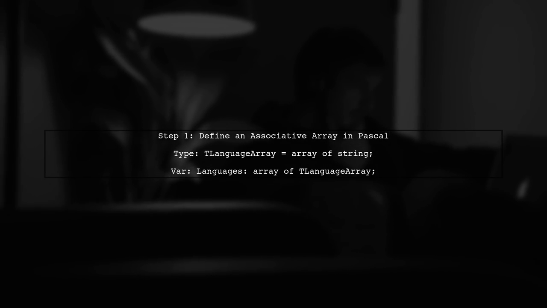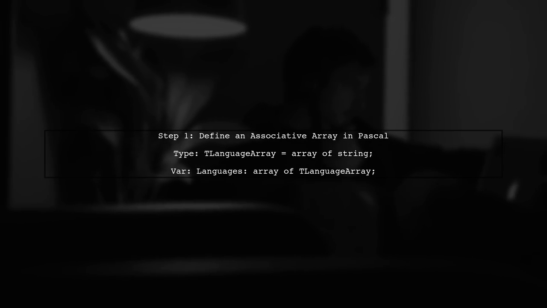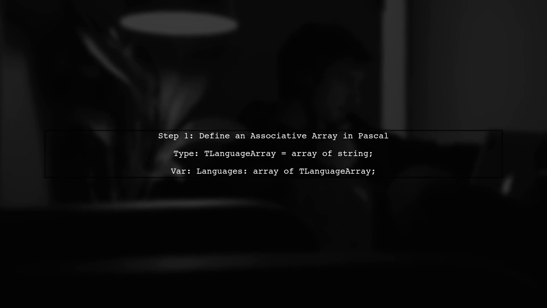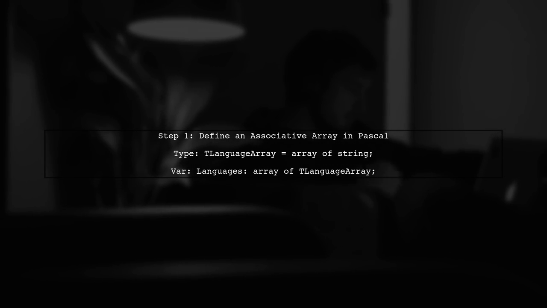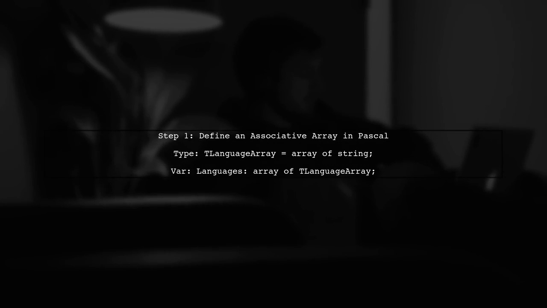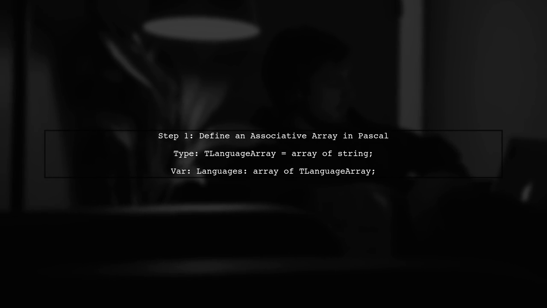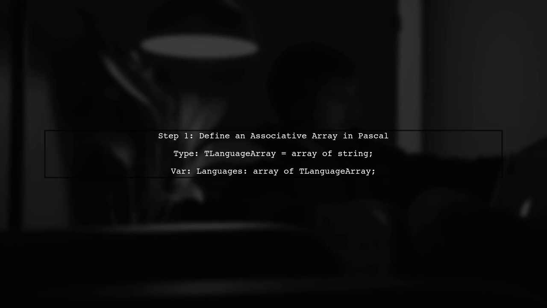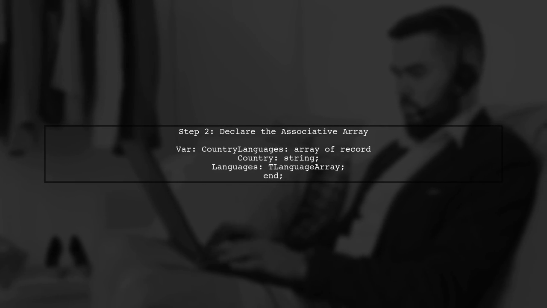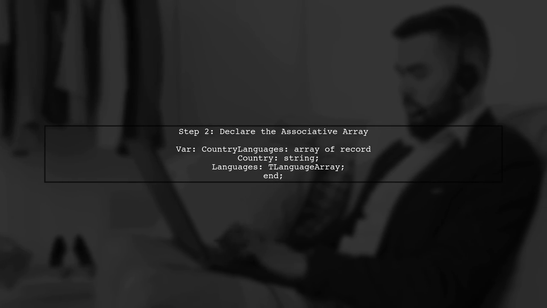To create an associative array in Pascal using arrays for the values, we first need to understand how to define an associative array in Pascal. In Free Pascal, we can use a dynamic array to hold our values. Next, we will declare a variable to hold our associative array. This will map country names to their corresponding languages, which will be stored in dynamic arrays.